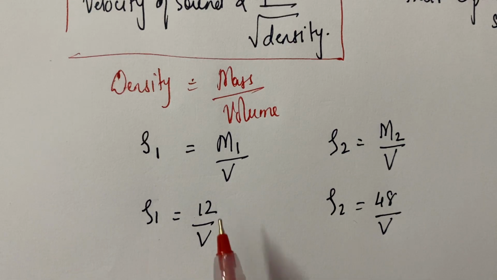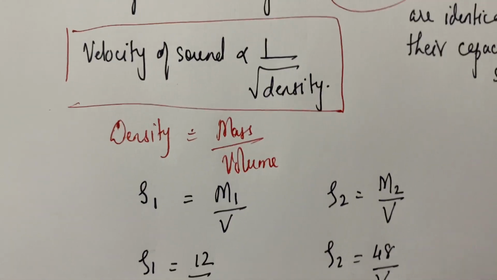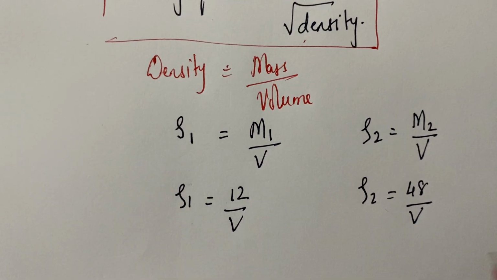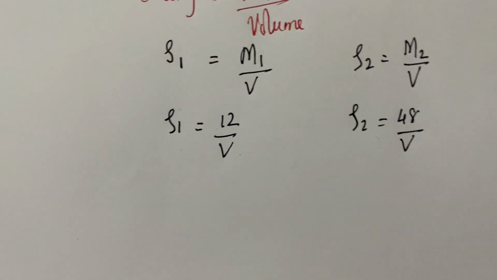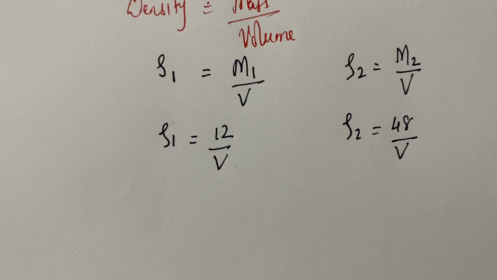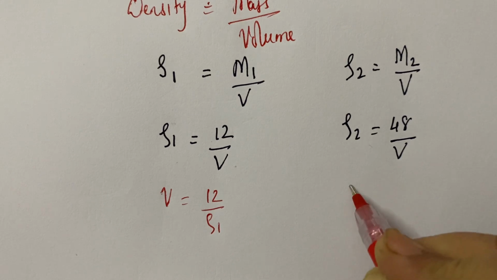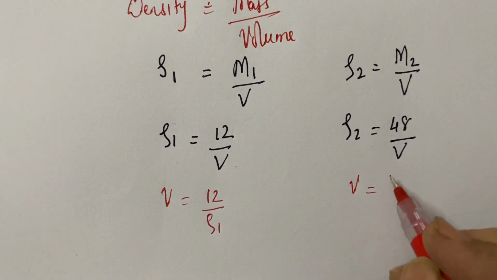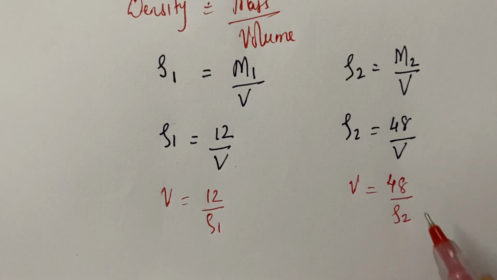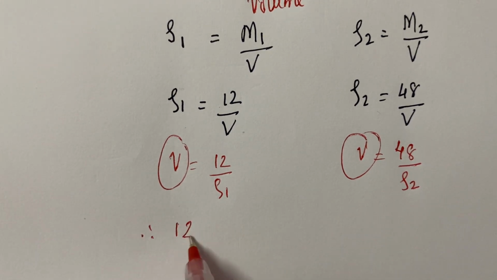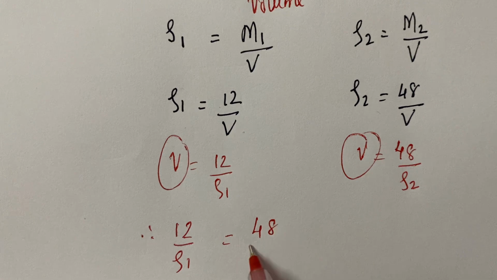अब आपको रिलेशनशिप लेनी है वेलोसिटी ऑफ साउंड विथ रिस्पेक्ट टू दिस, है ना. तो इट विल बी, V will be equal to, that will be equal to what? That will be equal to, V is equal to 12 upon rho 1 and V will be equal to 48 upon rho 2. Now you can see the left hand side is same. If the left hand side is same, so the right hand side should be equal, right? So therefore 12 upon rho 1 is equal to 48 upon rho 2.